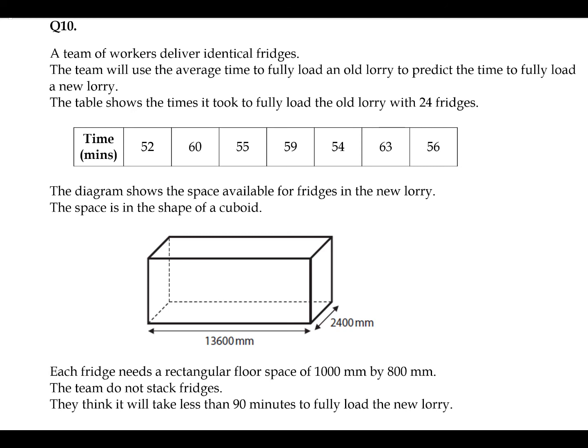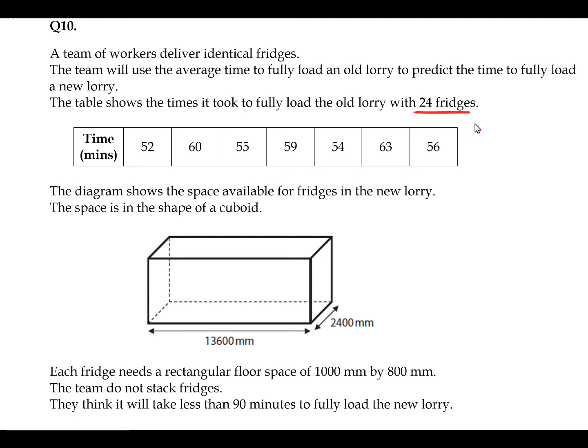Question 10. A team of workers deliver identical fridges. The team will use an average time to fully load the lorry to predict the time to fully load the new lorry. The table shows the times it took to fully load the old lorry with 24 fridges.